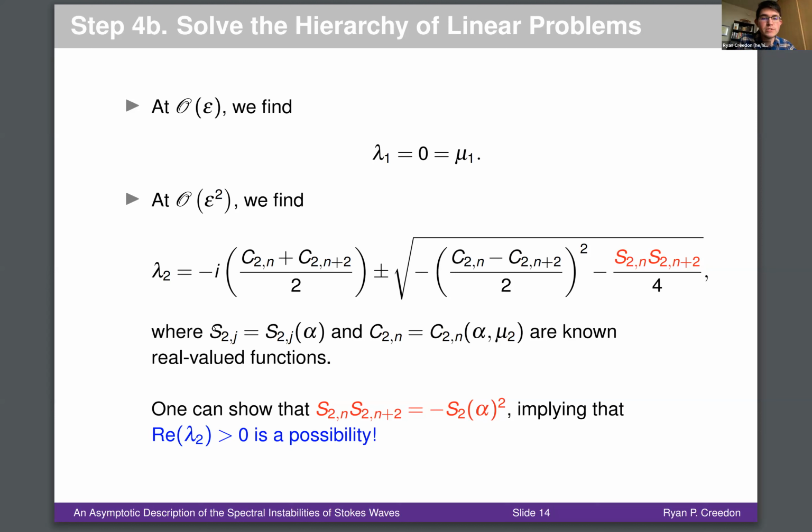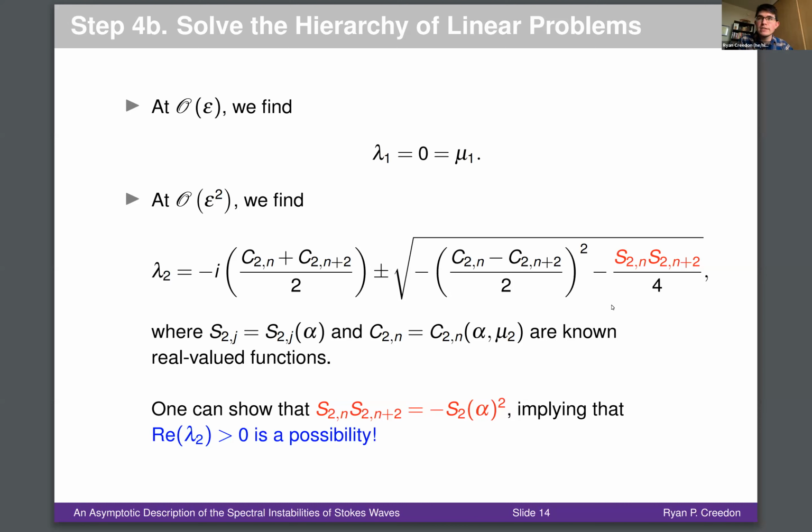So the S variables that you see here, they are actually explicit real valued functions of the dimensionless depth parameter alpha. And these C variables are actually explicit real valued functions of the dimensionless depth parameter, as well as the second order Floquet correction. And they're very complicated. So this expression, while it looks simple, is actually not. It's a very complicated expression involving the depth and involving the second order Floquet correction.